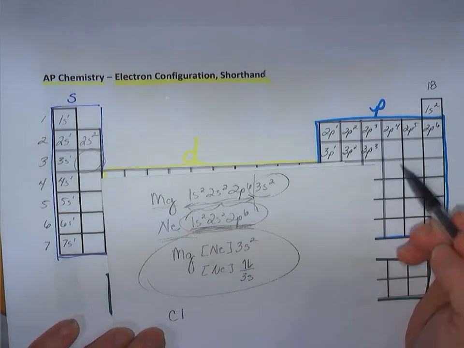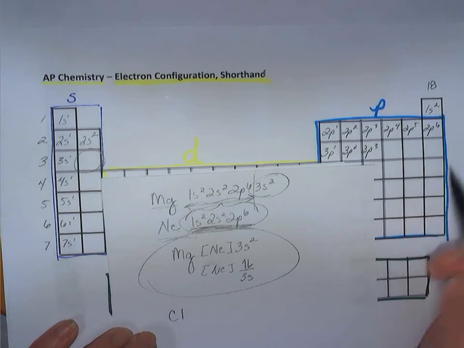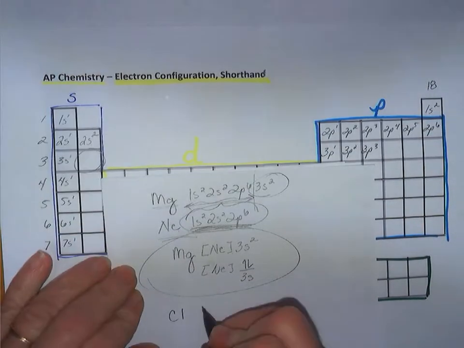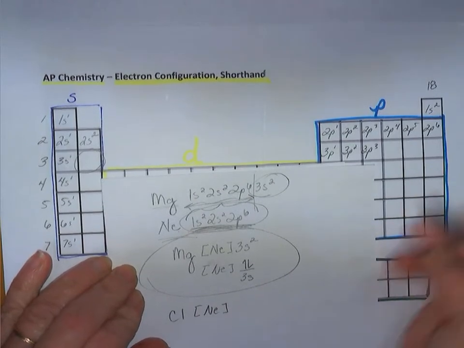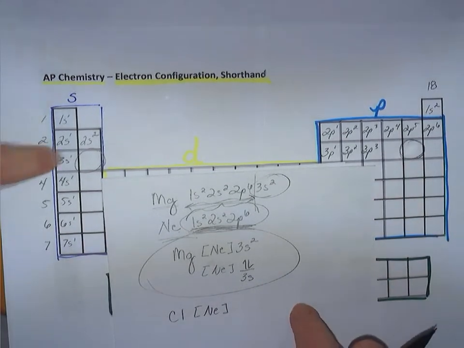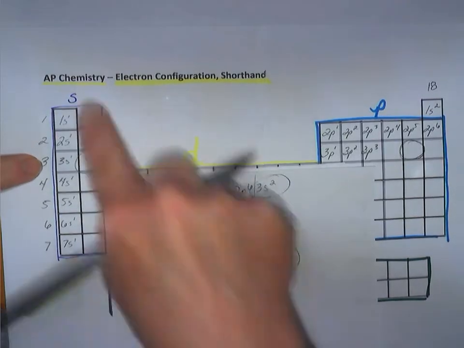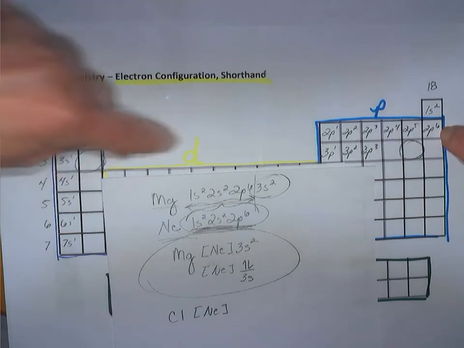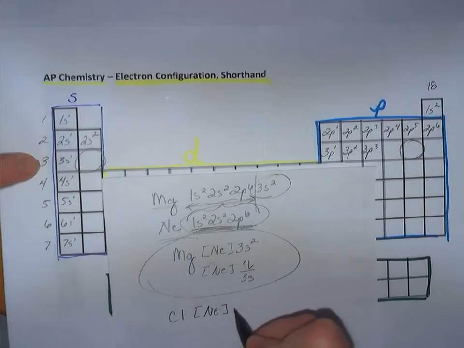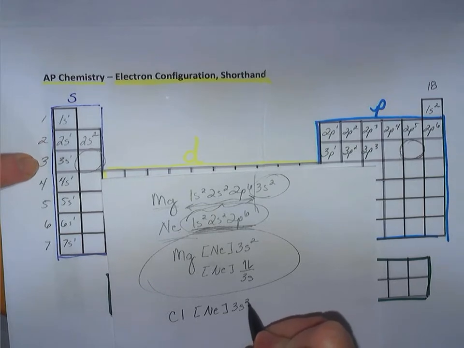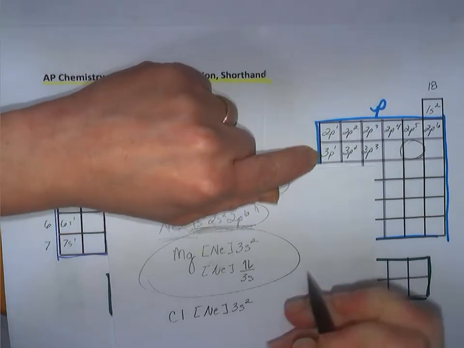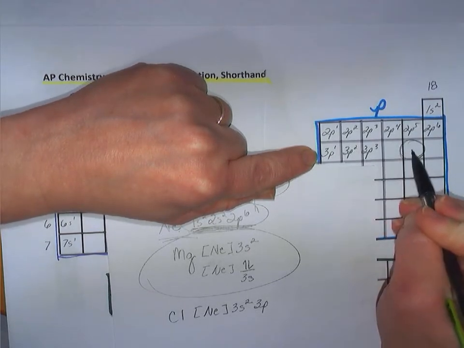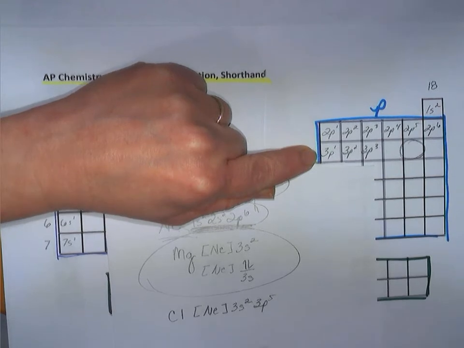Well, chlorine is in the third period, so just like magnesium, I go to the noble gas before it, which would be neon. But chlorine is here, so I need to work my way over. So again, putting neon means all the way up through the 2p6. Now I have to work my way over. So first through the S block, and I need both of those. Then I enter the 3p, and chlorine is 1, 2, 3, 4, 5 over, and that would be it.